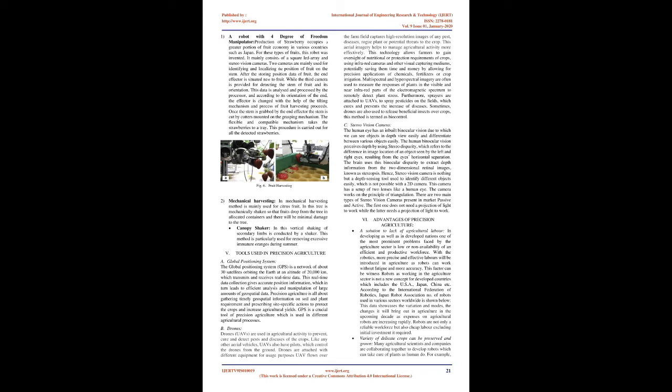B. Drones. Drones, UAVs, are used in agricultural activity to prevent, cure, and detect pests and diseases of the crops. Like any other aerial vehicles, UAVs also have pilots, which control the drones from the ground. Drones are attached with different equipment for usage purposes. A UAV flown over the farm field captures high-resolution images of any pest, diseases, rogue plant or potential threats to the crop. This aerial imagery helps to manage agricultural activity more effectively. This technology allows farmers to gain oversight of nutritional or protection requirements of crops, using infrared cameras and other visual capturing mediums, potentially saving them time and money by allowing for precision applications of chemicals, fertilizers, or crop irrigation.